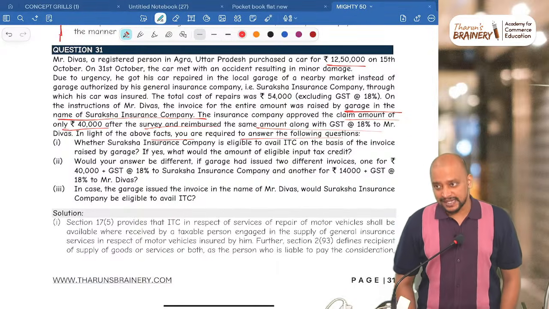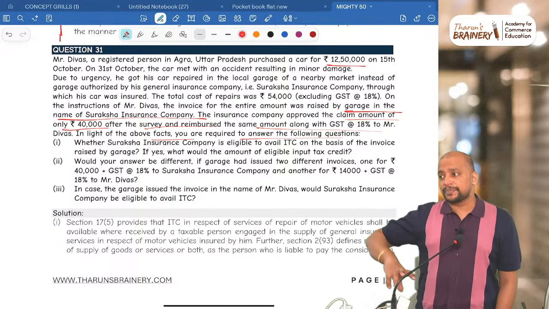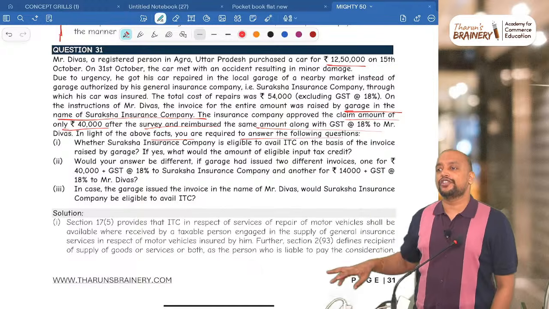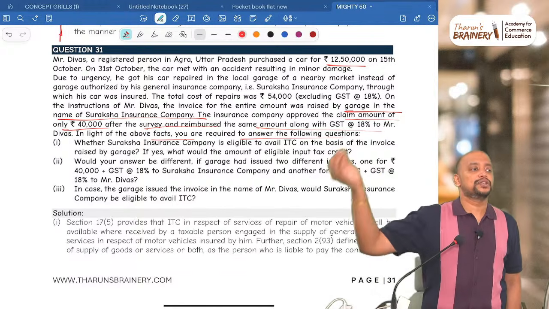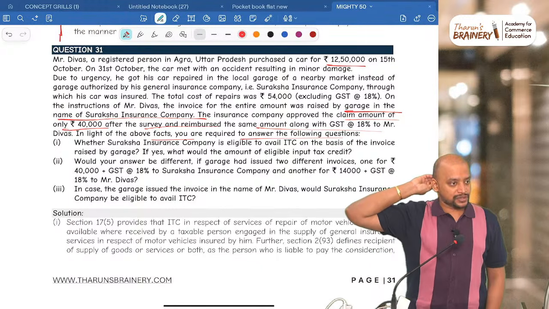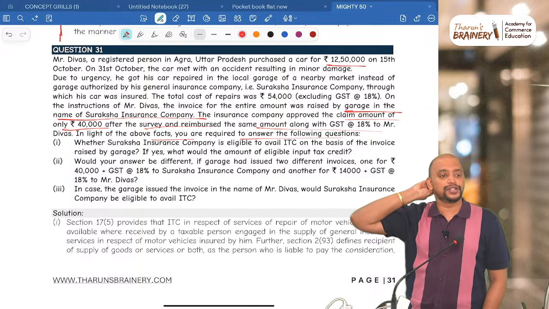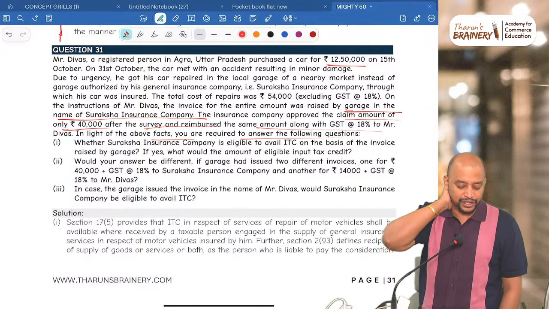As per CBIC circular, if the insurance company has reimbursed only 40,000 rupees, proportionate to that 40,000 rupees only they will take ITC even though the invoice is for 54,000. So therefore, ITC available to Suraksha Insurance Company in the given case is 40,000 into 18%. How much is that 40,000 into 18%?